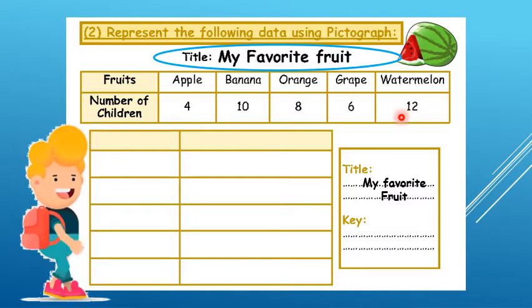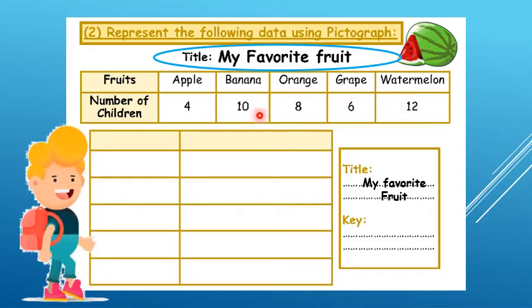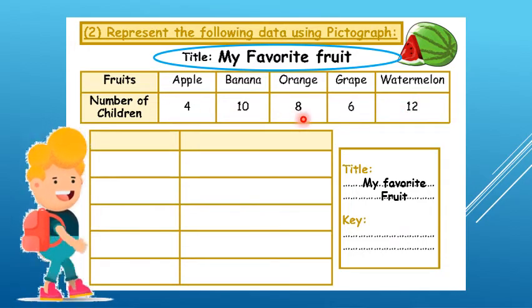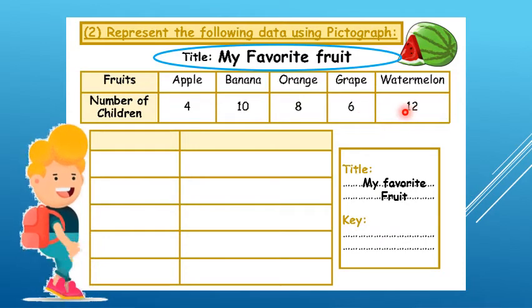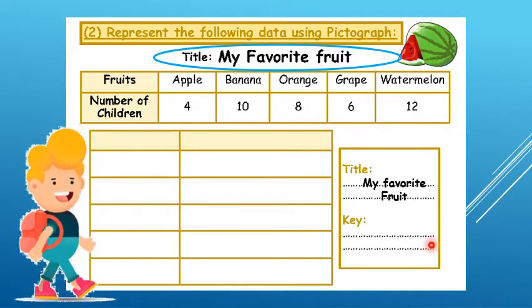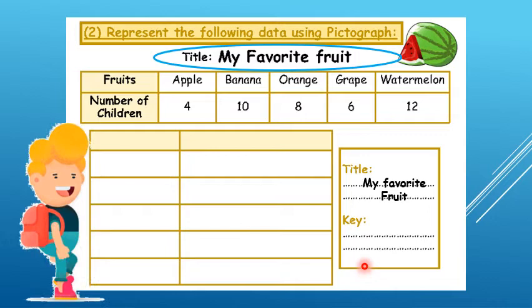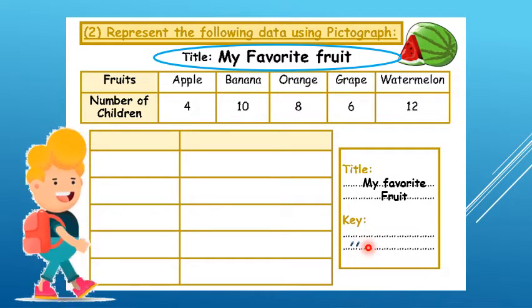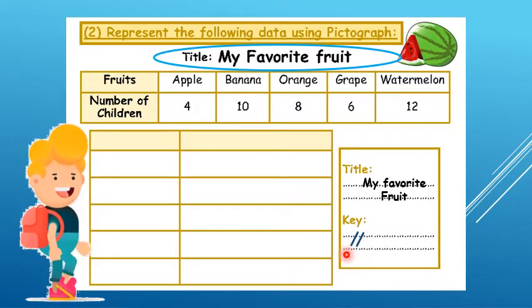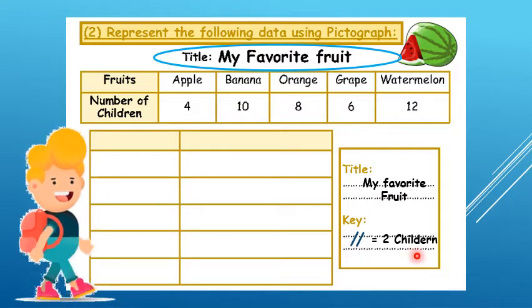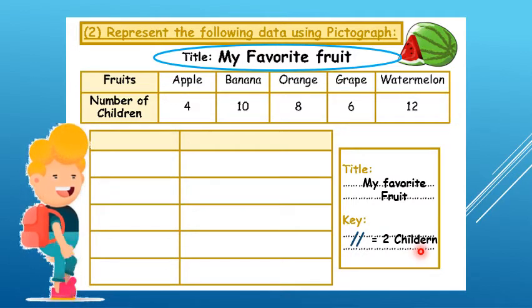Good job, scale of 2. Why? Because we have here even numbers: 4, 10, 8, 6, and 12. Different even numbers. Then we have a scale of 2. Then we will draw here in our key 2 dashes, which is 2 tally equal to 2 students or 2 friends.